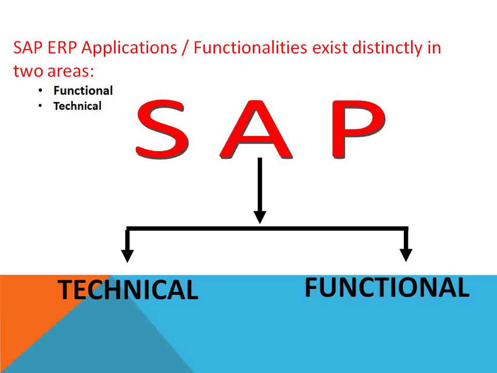So ERP application functionality exists distinctively in two areas: SAP functional and SAP technical. We are not concerned about the technical part. We are only concerned about the functional part. So first of all, if you are thinking that you have to write all the code, you are not the code persons.